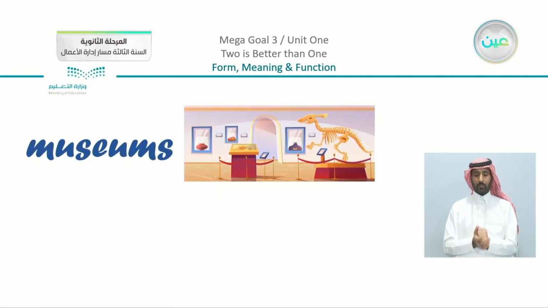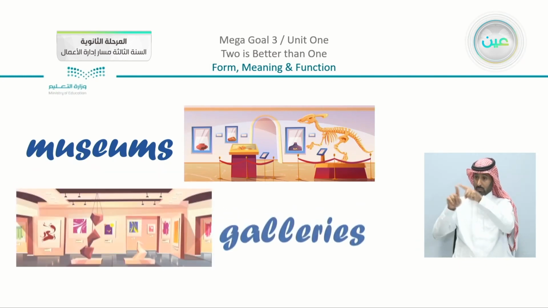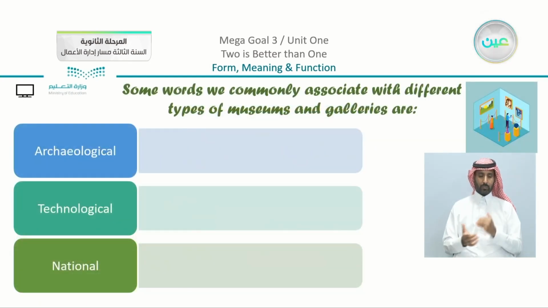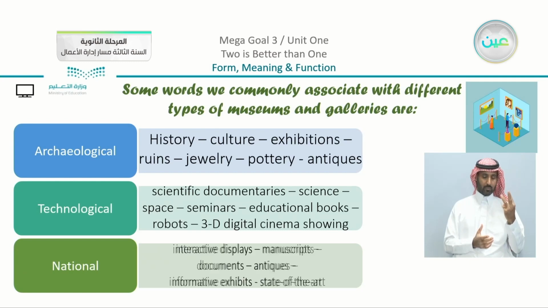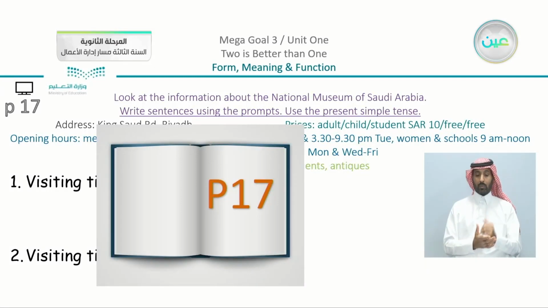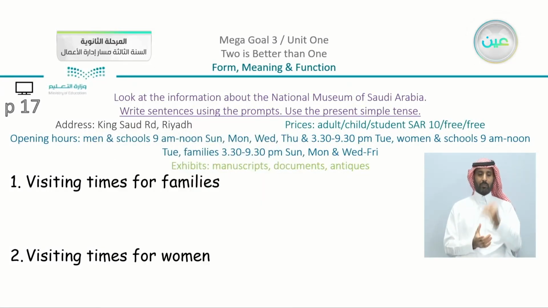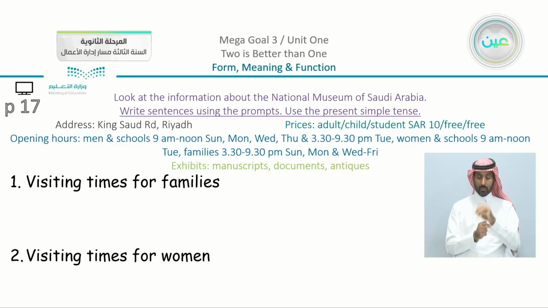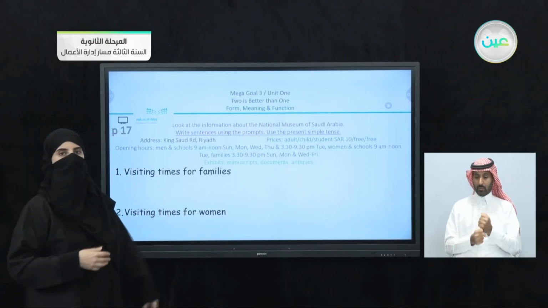Moving on to the second topic that we studied, which is words that are connected to museums and galleries. Also, we have here the words that we discussed in our last lesson, just to remind you. And we have the exercise, which is on page number 17. Now going back to the exercise here in the book, look at the information about the National Museum of Saudi Arabia. Write sentences using the prompts. Use the present simple tense. So here they are asking us to use the present simple using the prompts that we have in the book.